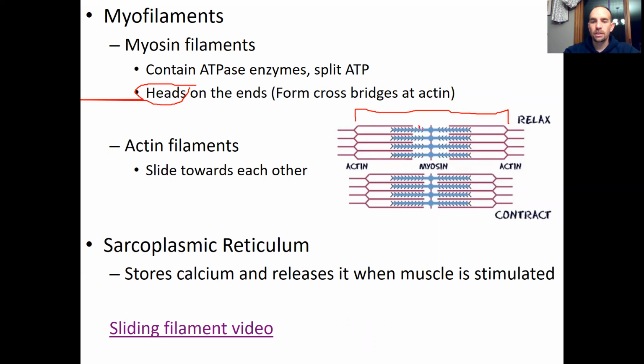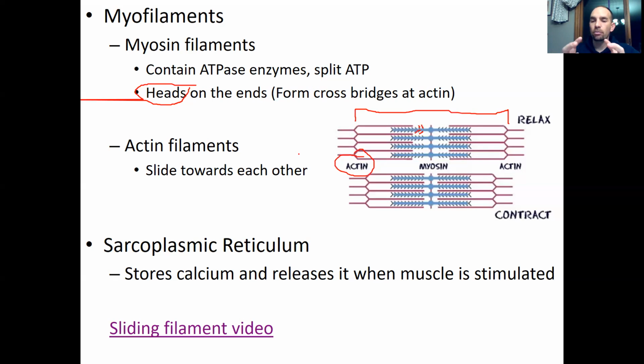So all of these little things sticking off here, those are little myosin heads, and this whole blue is the myosin. And they form what we call cross bridges, which just means they attach to the actin to pull it closer. And then the red in this picture is what we call actin. And those are the things that actually slide. So myosin actually never really moves. Myosin stays put. And what they do is they pull this actin closer.